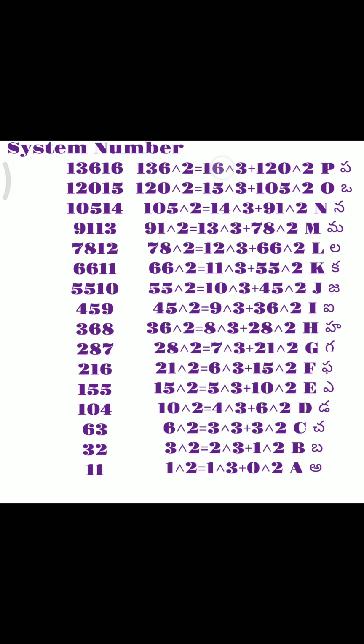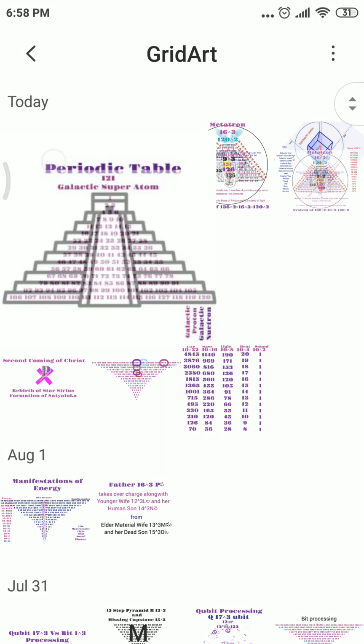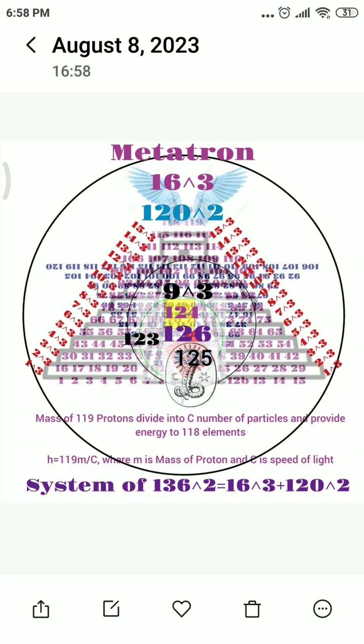This is the energy provider, this is the firmament. So the 16th firmament, if you consider this as male, this is female. So the 16th companion, the spouse, will be 120 squared. That 120 squared is what we have here.